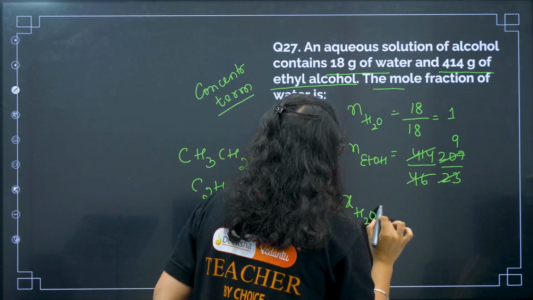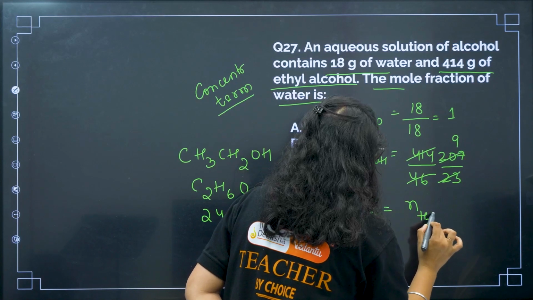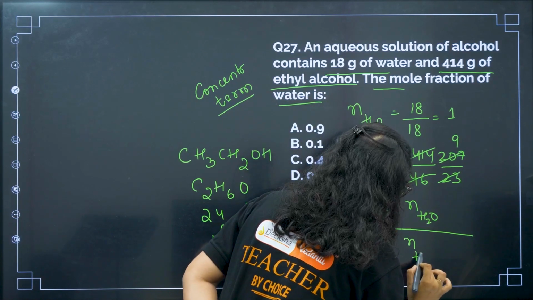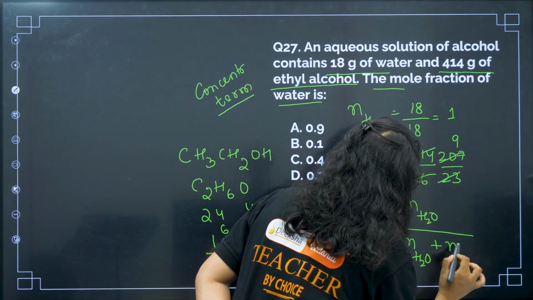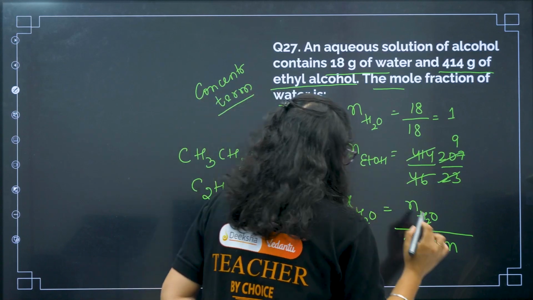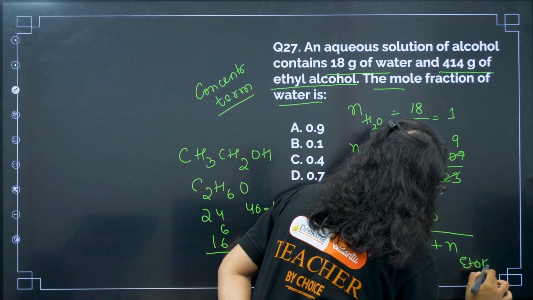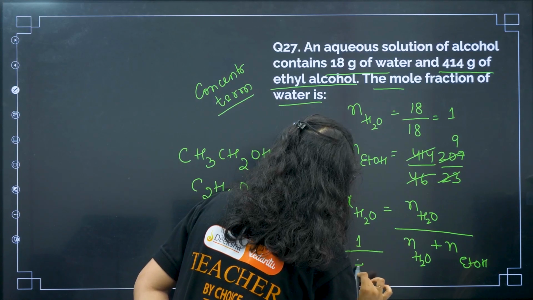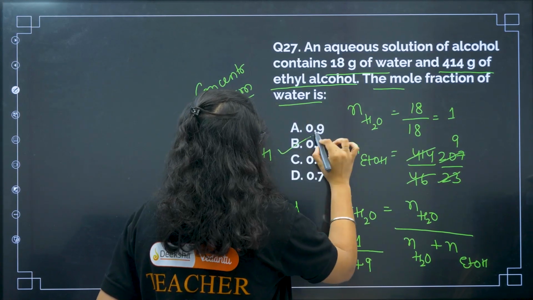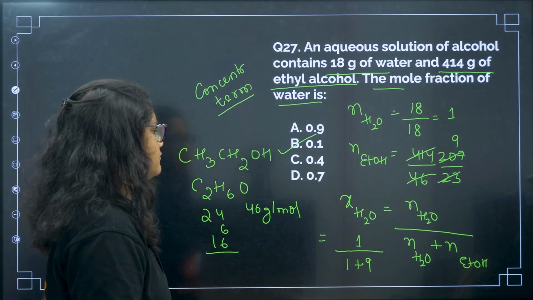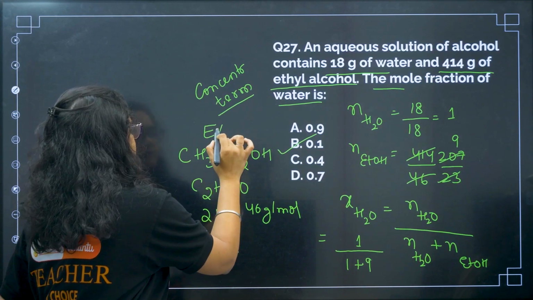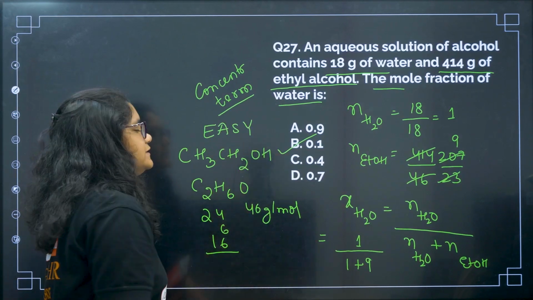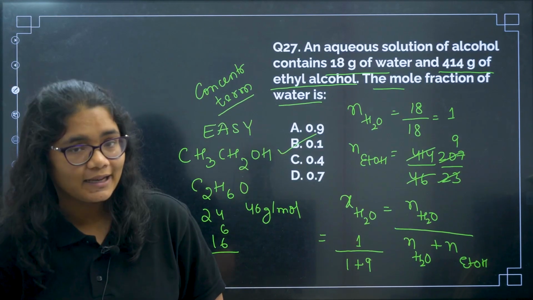Now the question is the mole fraction of water. So for mole fraction of water, I need the number of moles of water divided by the number of moles of water plus the number of moles of ethanol. Right? So number of moles of water is 1, 1 divided by 1 plus 9. So 1 by 10, that is 0.1. So the correct answer for this question will be option number B. Again, I will mark this question as very easy, formula based and direct question.